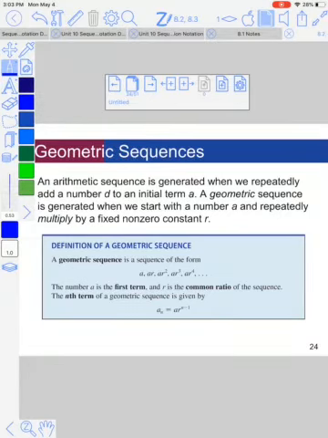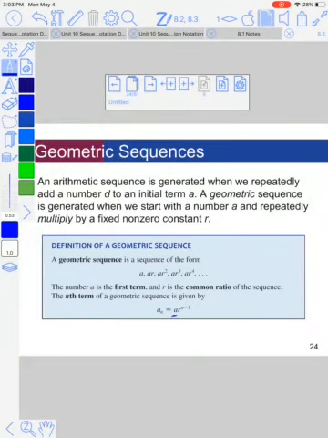For a geometric sequence, remember that's a sequence that repetitively multiplies by the same number every time. That same number is called R, your common ratio. So if you multiply by 2 every time to get the next number in a sequence, that is a geometric sequence. The A is the very first term in that sequence.